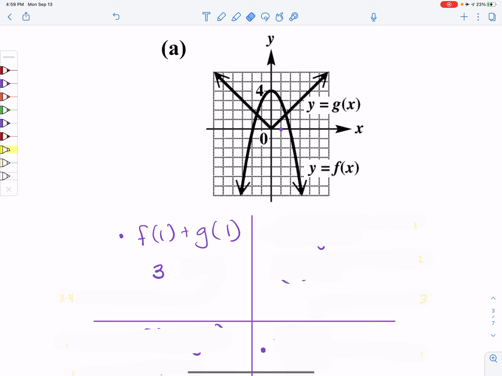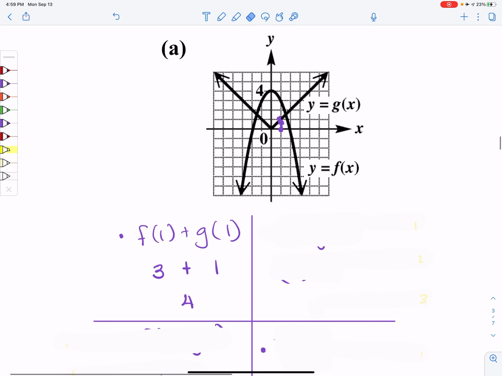Okay, well, then let's go to the g function and let's find g of 1. So we're going to that exact same x value there at 1, only now on the g function, that one's right there. And so that gives me a y value of 1. So when I plug in the y value of 1 and add, I get 4.